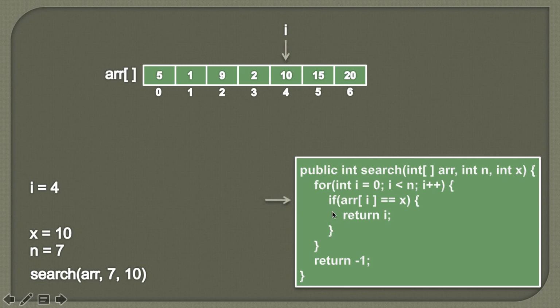Now in the if block we again check whether the value of the array at the ith index is equal to x or not. So here you can see the value of the array at the fourth index is 10. And if we compare it with x, then both values are equal. So the condition in the if block comes out to be true, and here we have found our element at index 4. So the if block will execute and will simply return the value of the index where we have found the element, which is nothing but 4.